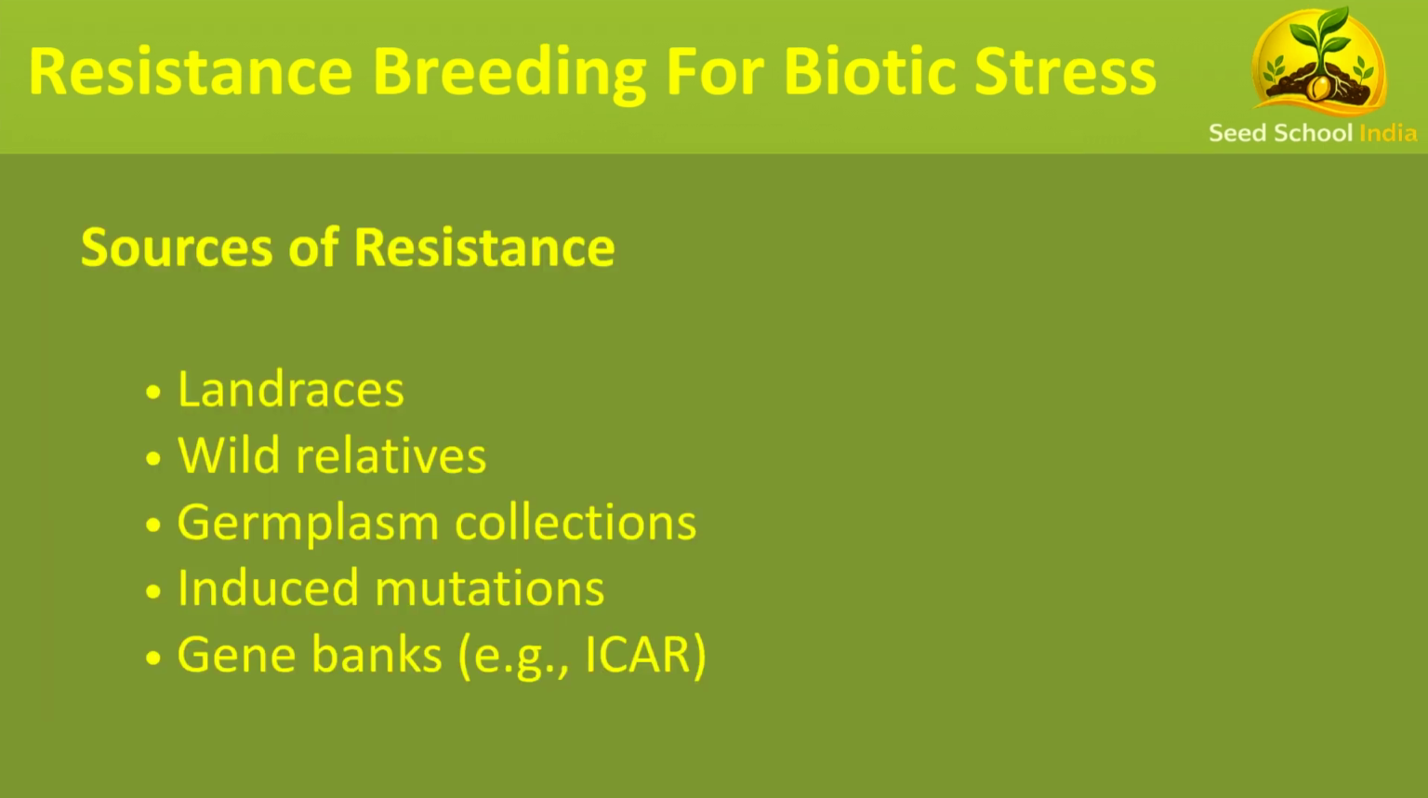Resistance genes can be obtained from various sources. This includes traditional landraces, wild relatives of crops, and germplasm collections maintained in gene banks such as ICAR. Wild species often carry strong resistance genes that can be introduced into cultivated varieties. Conserving these sources is essential for further breeding programs.